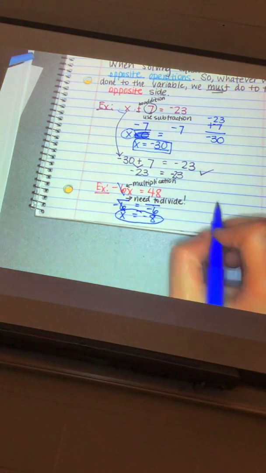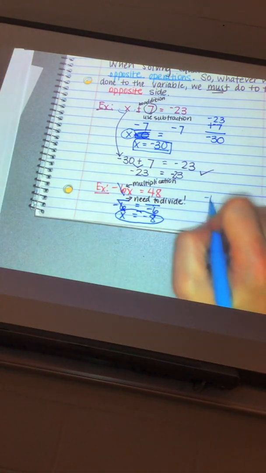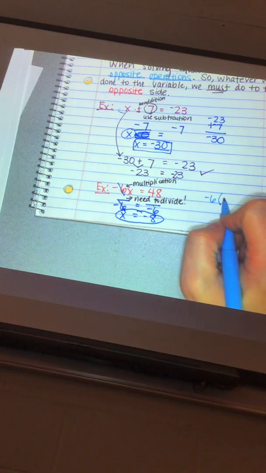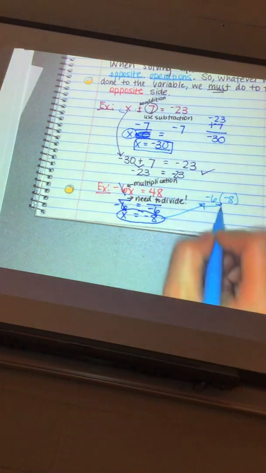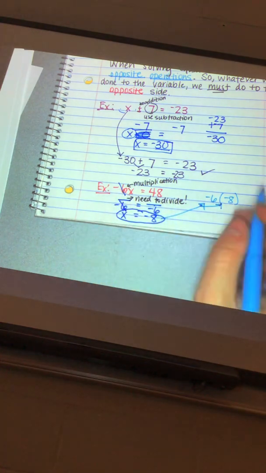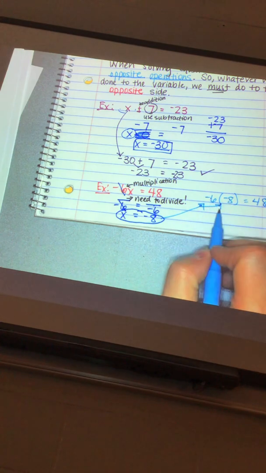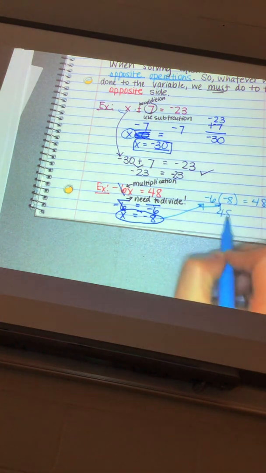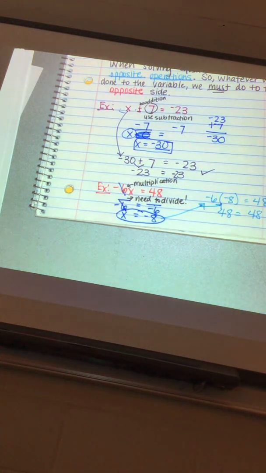So let's plug that in. Negative 6 times a negative 8, which is what we found out would be our x. This is where the x is. Equals 48. Is this a true statement? Negative 6 times negative 8. A negative times a negative equals a positive. 48 is 48. Yes, it checks out.